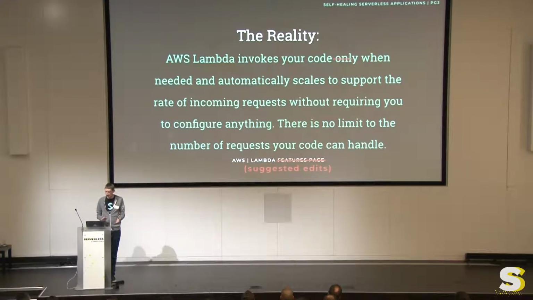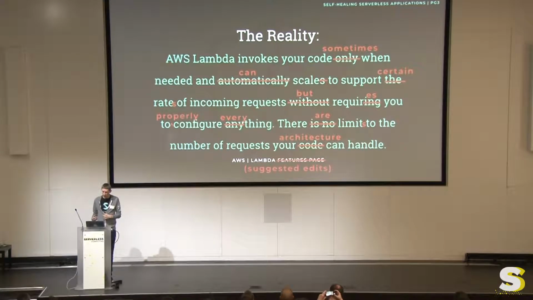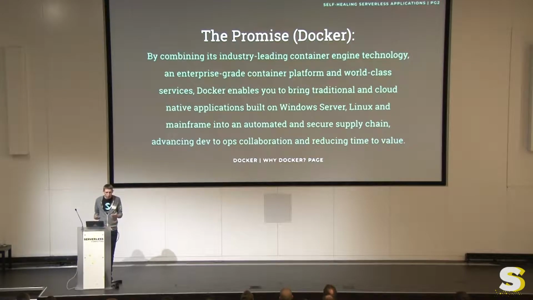Some suggested edits. AWS Lambda invokes your code sometimes when needed and can scale to support certain rates of incoming requests, but requires you to properly configure everything. There are limits to the number of requests your architecture can handle. So we're poking fun a little bit at some of the challenges of serverless, but in truth, you can do the same thing with any technology.